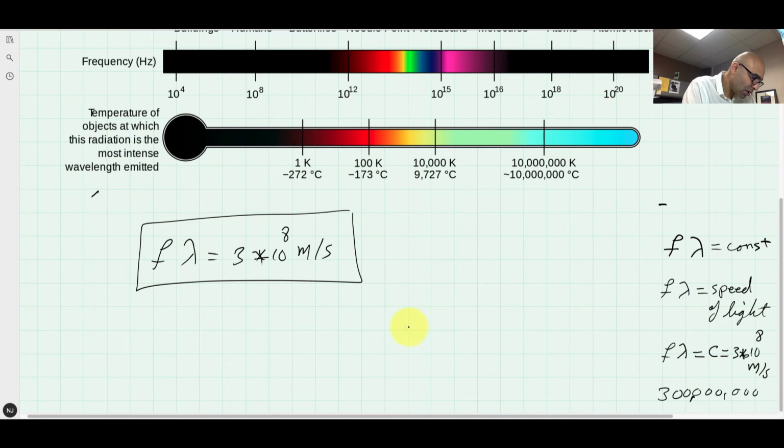So this is, as we said, a huge speed, as you can see. Nothing can go that fast. It's the absolute speed in the universe. Nothing can go faster than the speed of light. Even light itself cannot go faster than the speed of light. You may ask, well, how is that possible?